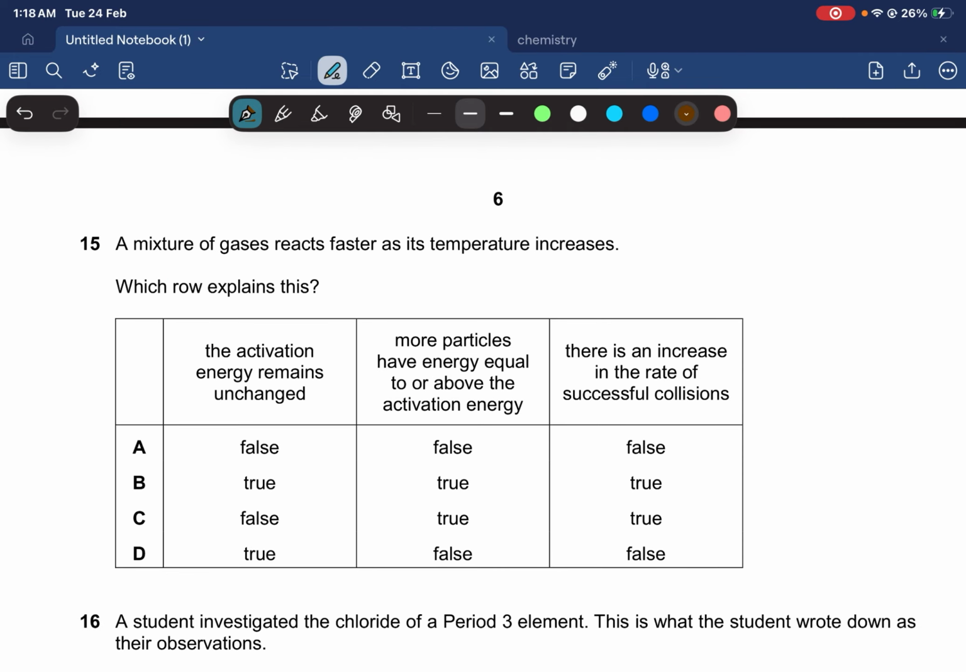A mixture of gases reacts faster as its temperature increases, which will explain this.